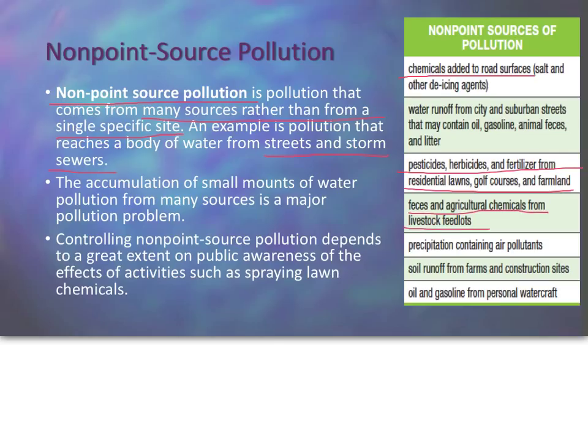Agricultural waste, any kind of precipitation containing air pollutants. So this one right here, this would be acid rain, is non-point source water pollution. Acid rain can make an area of water more acidic.